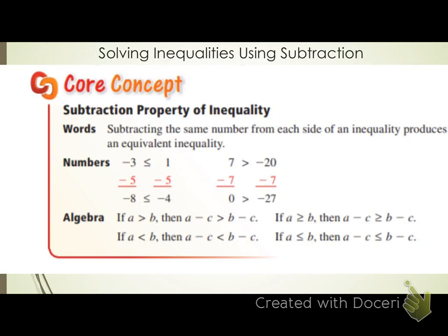Yes, it is. Same thing over here. 7 is greater than -20. If I subtract the same number from both sides, subtract 7, I get 0 is greater than -27. Is that still true? Yes. Subtracting the same number from both sides of an inequality produces an equivalent inequality.